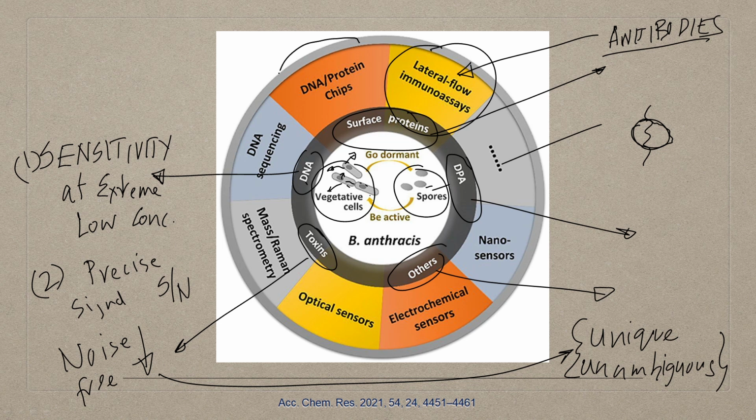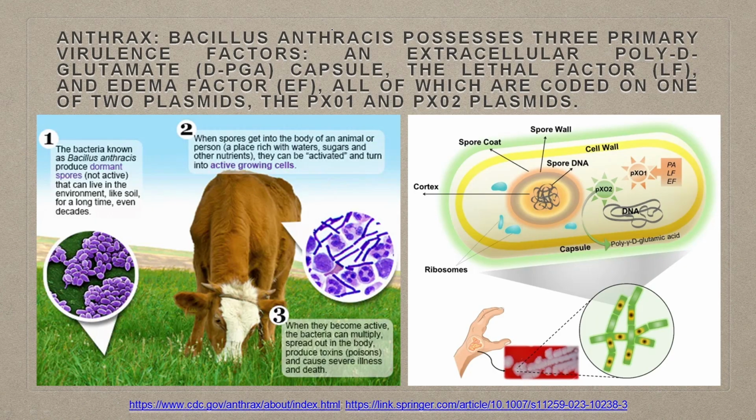Then you have DNA or protein chips. If I go back to one of the very earlier slides, remember, that will help you to understand. Okay, here it is. If you look at this structure, you have the DNA, RNA structures, and then you have these plasmids sitting there. Then you have these different kinds of proteins. You have the lethal factor, you have the extracellular poly-D-glutamate, the PGA factor. So, these are the target molecules.